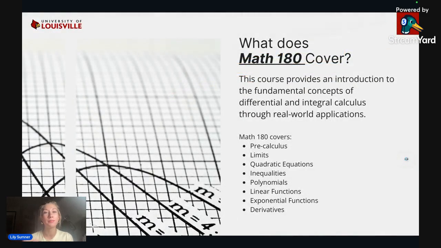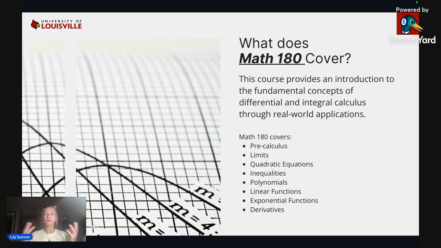So what does Math 180 cover at the University of Louisville? This course provides an introduction to the fundamental concepts of differential and integral calculus through real-world application, which is the part I really liked about this class. There was a lot more hands-on application with our problems. They were more applicable to business or economic standards, which I found very useful, especially for the career I want to go into.